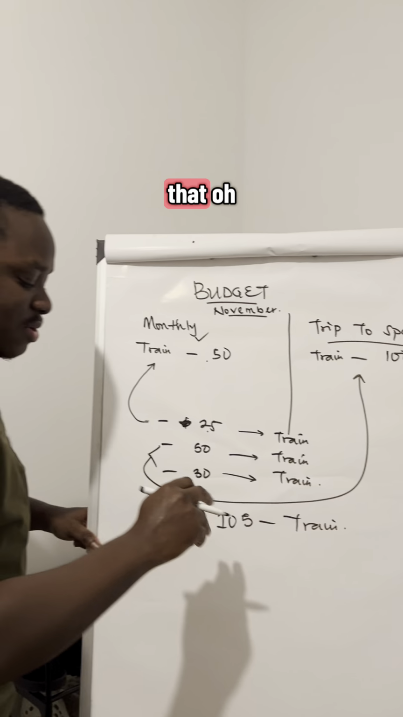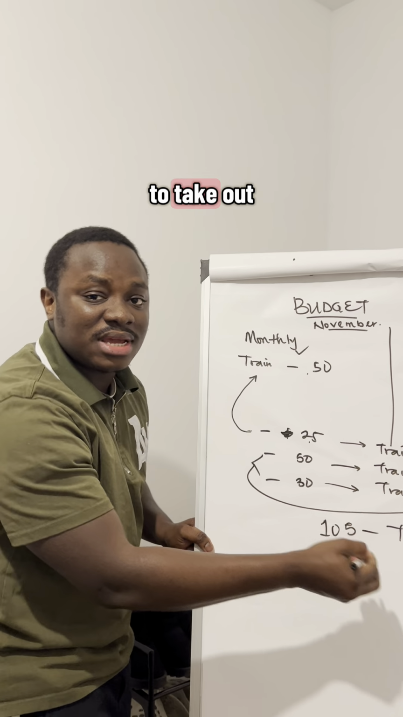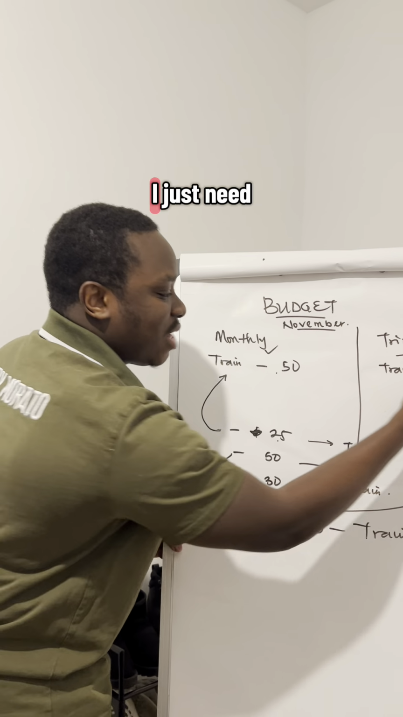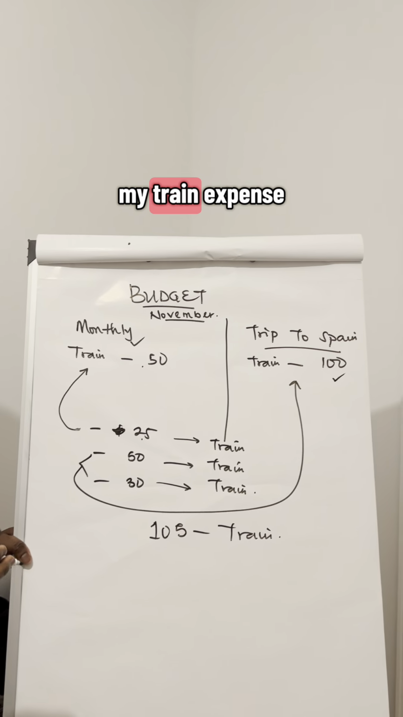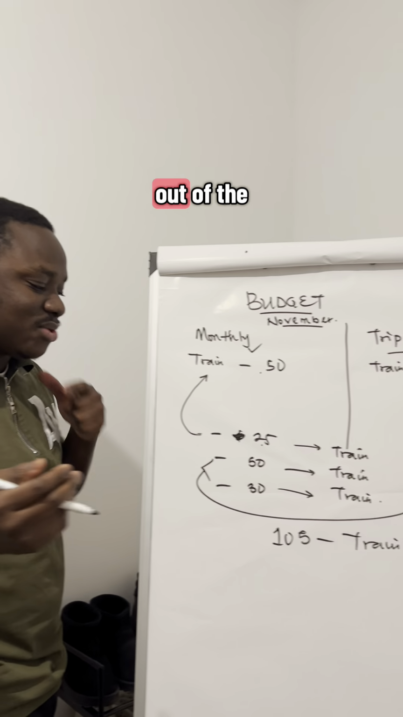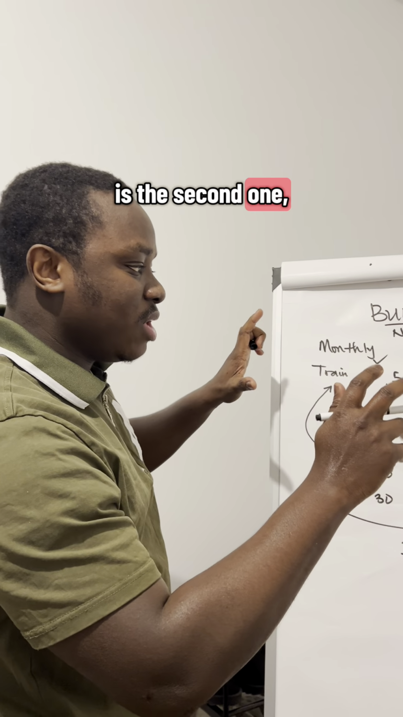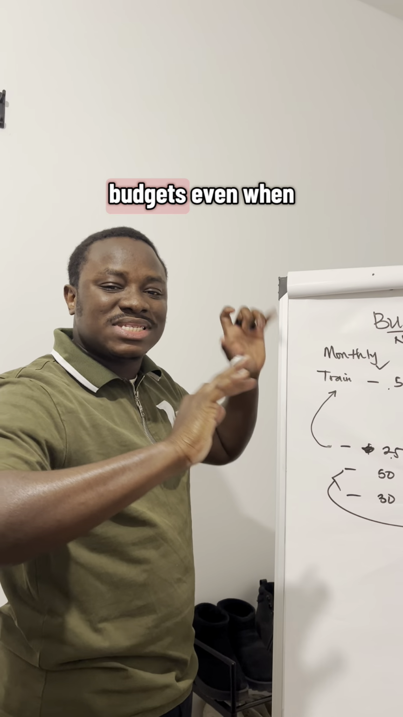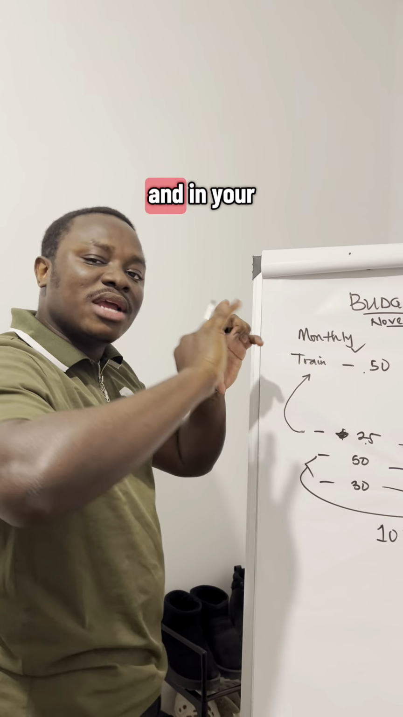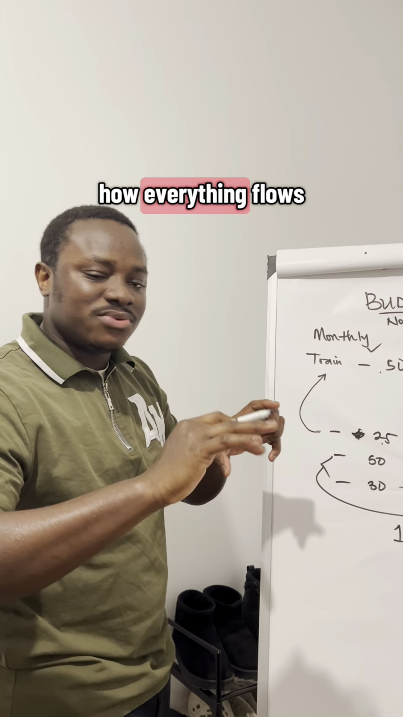And you know that, oh, what I need to take out of this is, for my next trip, I just need to focus on my train expense rather than panicking and thinking, oh, my budget went out of the way. So this is the second one. You separate different budgets, even when they happen at the same time. You just link the transactions as you want, and in your reports, you see how everything flows.